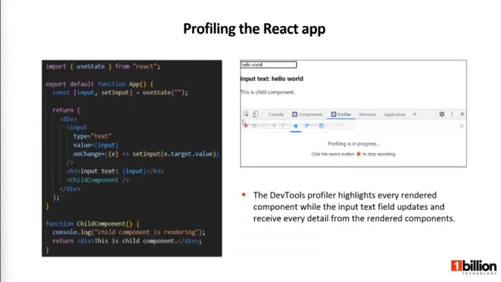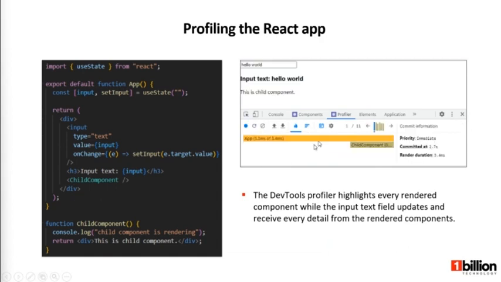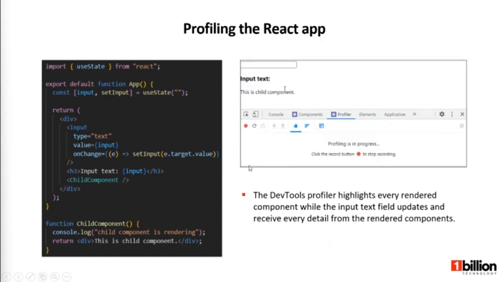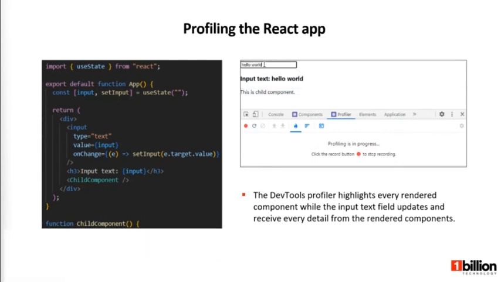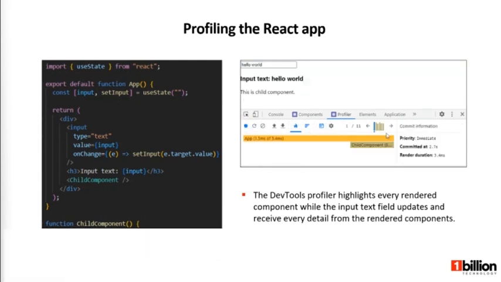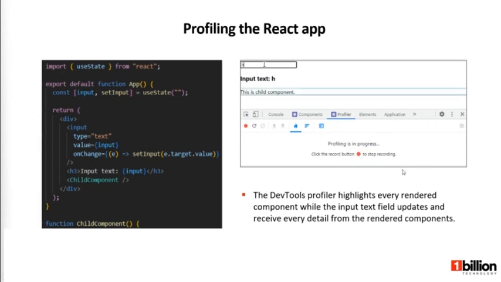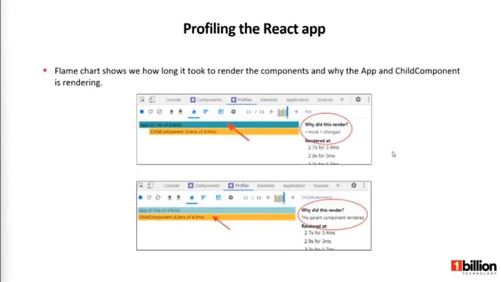So here we have an app component holding a state and a child component. If we profile this application, we see the following behavior. The DevTools profiler highlights every rendered component while the input text field updates, and we receive every detail from the rendered components. Here we have the flame charts. In the flame chart, you can see how long it took to render the components and why that component is rendering. Likewise, the image below shows the child component is rendering because the parent component rendered.